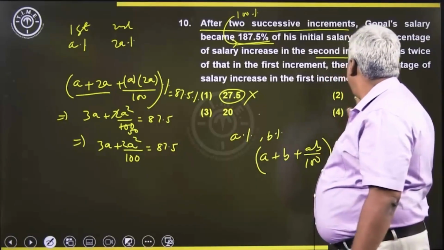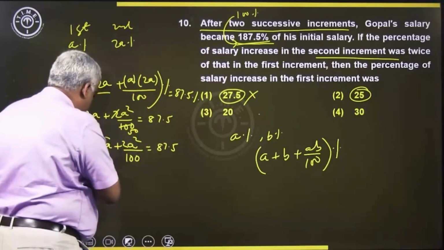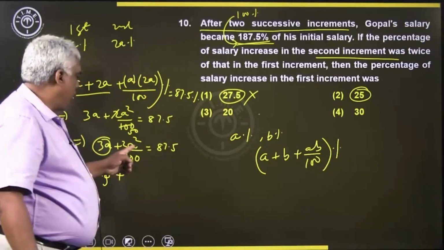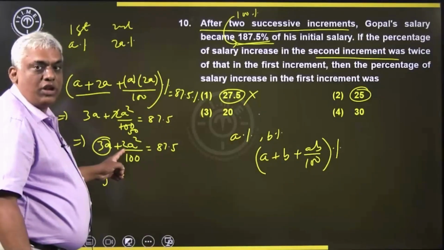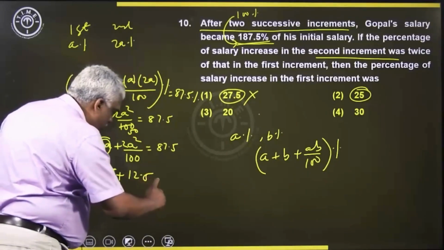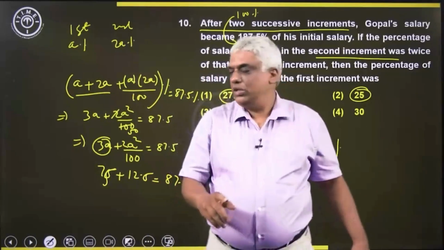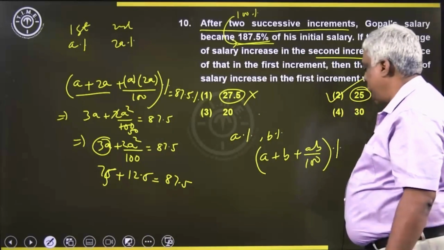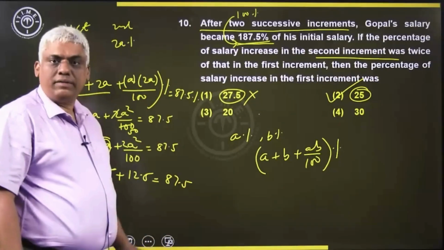So this can't be the answer. Okay. If I take 25 as the option, let us see. 25 into 3 is 75, plus 25 square, which is 625. 625 into 2 is 1250, 1250 divided by 100 is 12.5, and 75 plus 12.5 is 87.5. So just by plugging in, we saw that 25 is satisfying. So 25 is the answer. So the answer is option 2. I think it is clear.